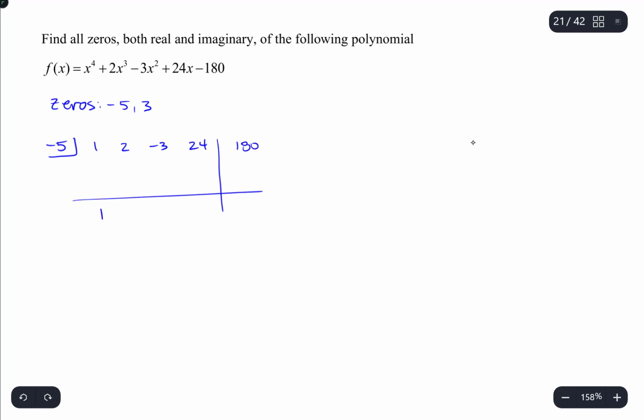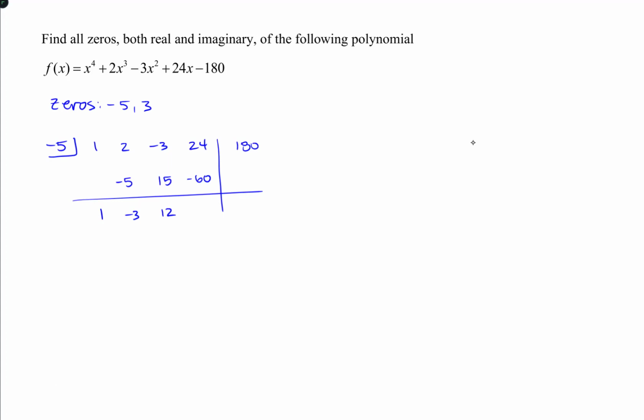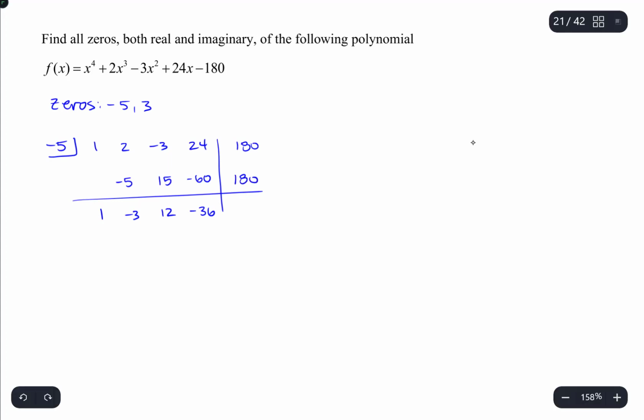Just bring the 1 down. 1 times -5 is -5. This adds up to -3. That's 15 or 12. -5 times 12 is -60. 24 minus 60 is -36. And if I multiply that by -5, I get +180, but that's supposed to add up to 0. Oh, there's a negative in front of that. That's the problem. Okay, so I apologize for that. Add these together, that can become 0. So that works out. So this is a 0 of the polynomial.